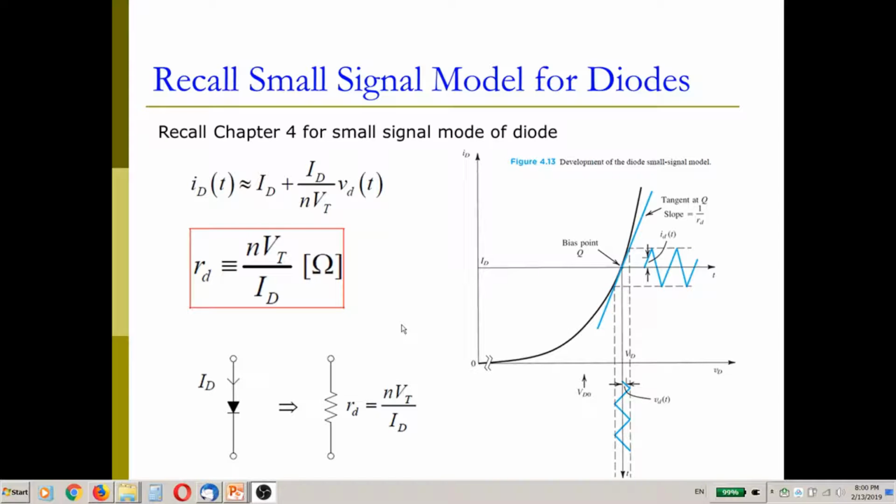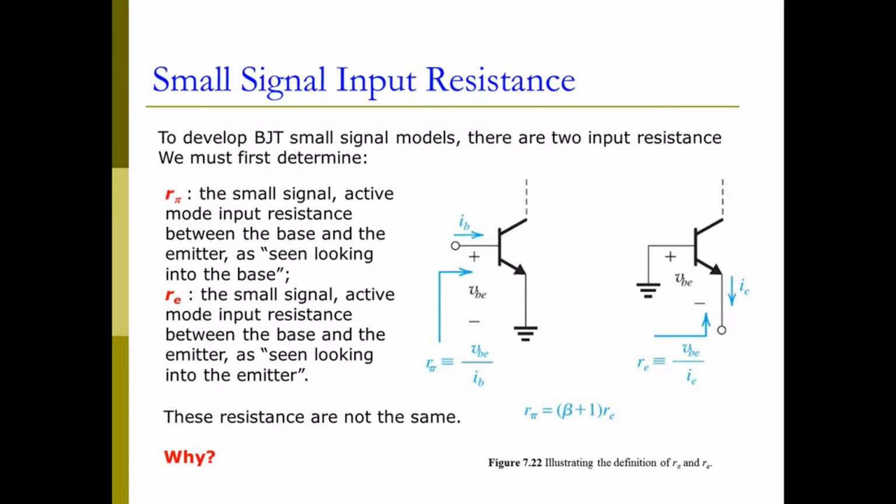We can use a similar approach here to analyze the transistor, especially the EBJ, the emitter-base junction. We can define a small signal input resistance for the BJT. There are two input resistances we must first take a look at. The first one is called rπ. I mentioned rπ at the very beginning, in the introduction part. rπ is defined as the input resistance between the base and the emitter, which can be seen looking into the base.